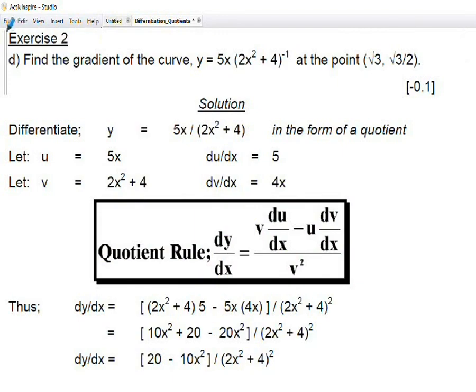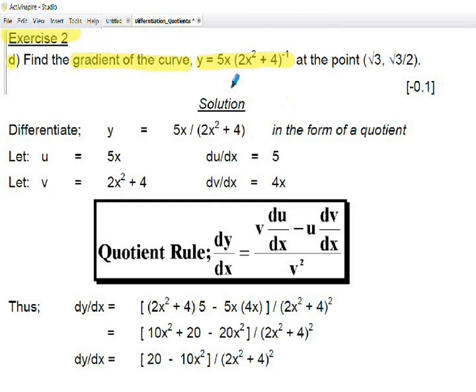Okay, I'm going to look at exercise 2 here, part D in this case. We're asked to find the gradient of the curve. Don't forget when it says gradient, that actually means differentiate. The equation we're given to differentiate is y equals 5x times (2x squared plus 4) in brackets, all raised to the power of minus 1. So be careful with the way the expression is given there.